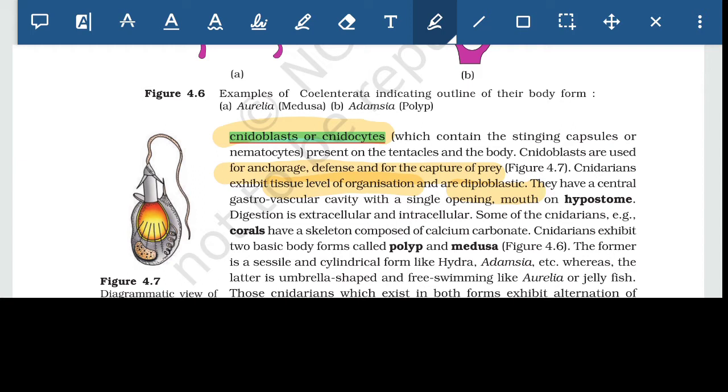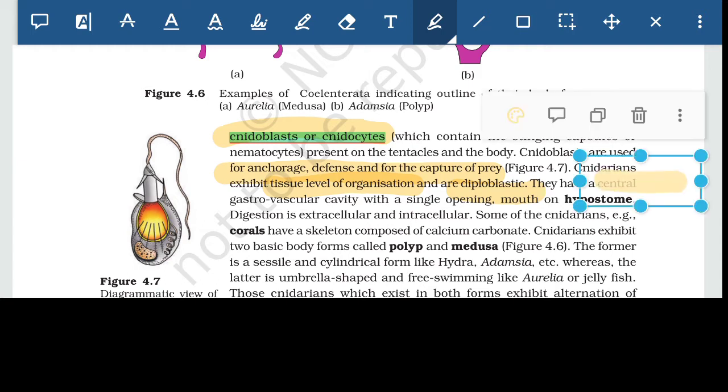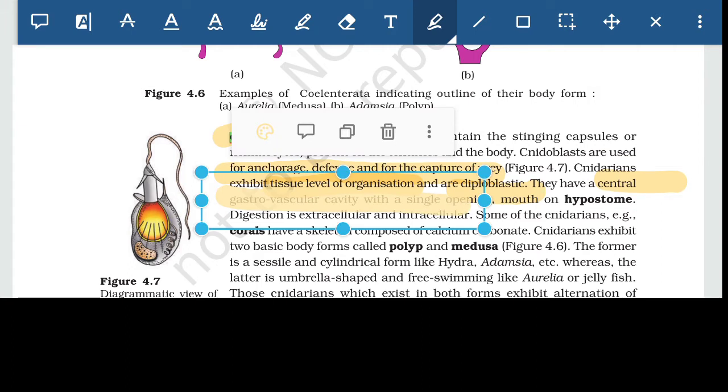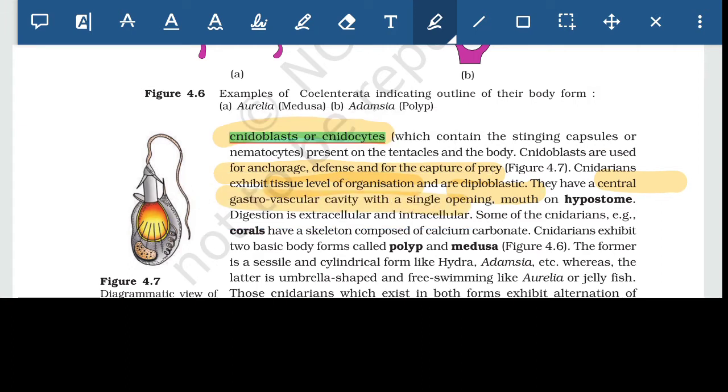Even the sponges were also diploblastic. They have a central gastrovascular cavity and a single opening. The central gastrovascular cavity is used for digestion, and the single opening acts as both mouth and anus. That means they have an incomplete digestive system. Mouth on hypostome. This is very important.